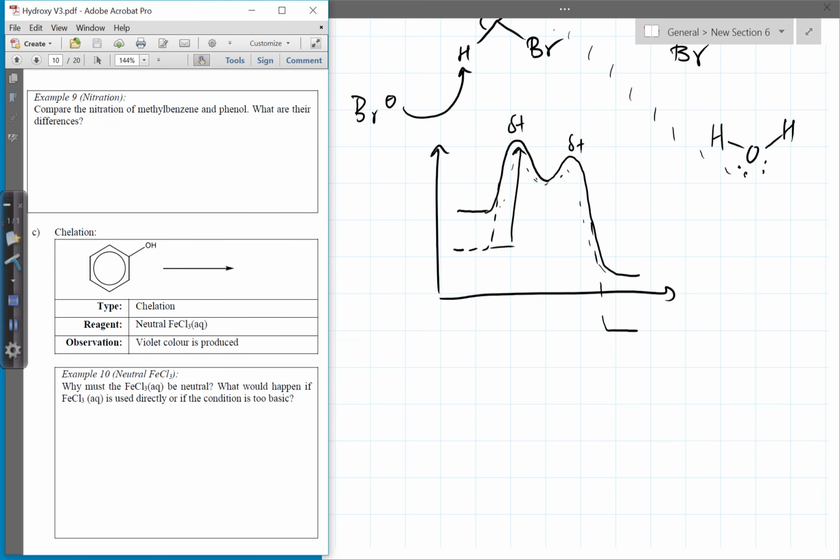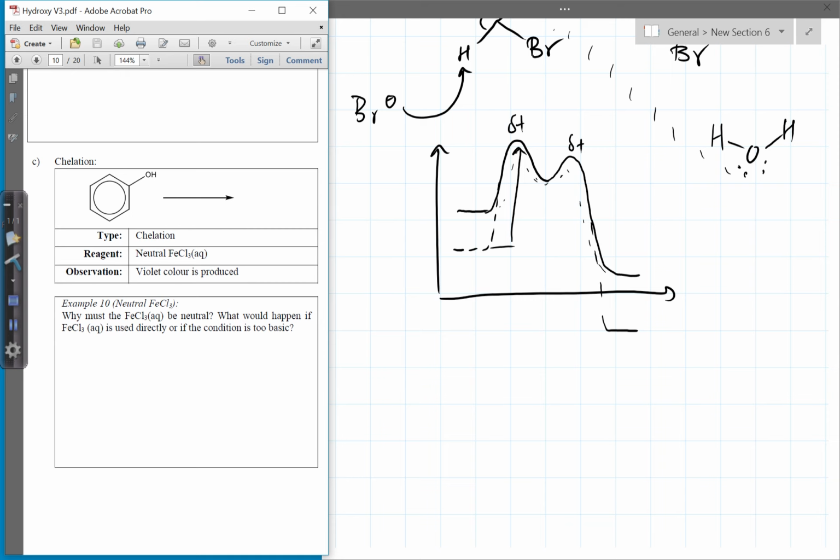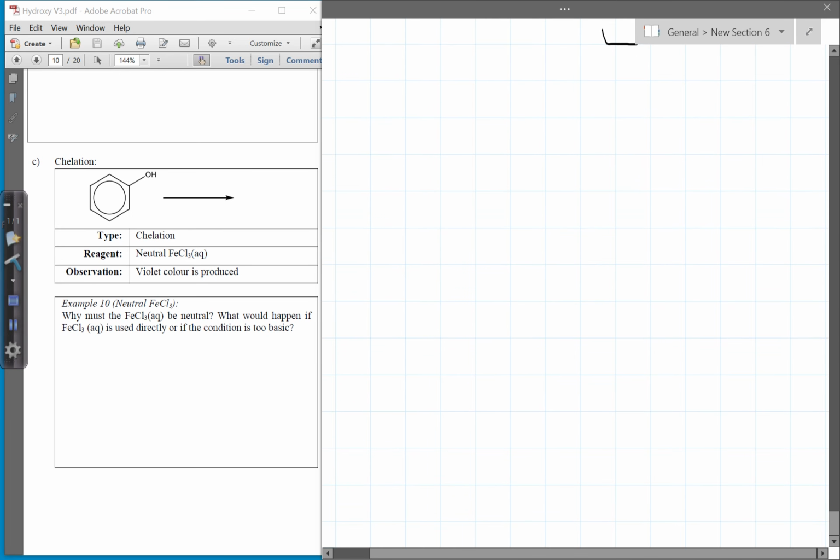So if you compare the nitration of methyl benzene and phenol, I already said, right? You don't need H2SO4 and you don't need heat because phenol is more electron rich than your methyl benzene. And lastly is your chelation reaction. You will learn more about chelation in the last chapter of transition elements. So for chelation, you are using neutral FeCl3 aqueous, and what you obtain is this product.